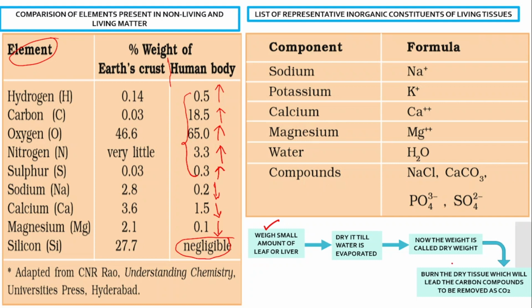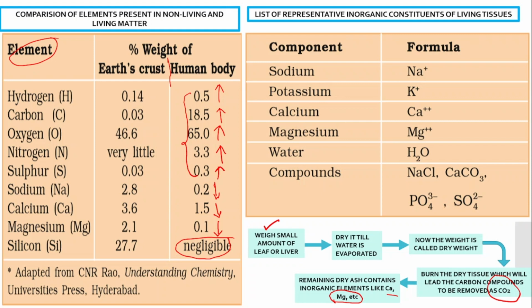So after burning, what happens? Because dehydration happened, as we let it dry until the water evaporated, we take the dry weight, and then we burn the dry tissue, that is the leaf or liver, which lets the carbon compounds be removed as carbon dioxide. The remaining dry ash contains inorganic elements like calcium, magnesium, etc.